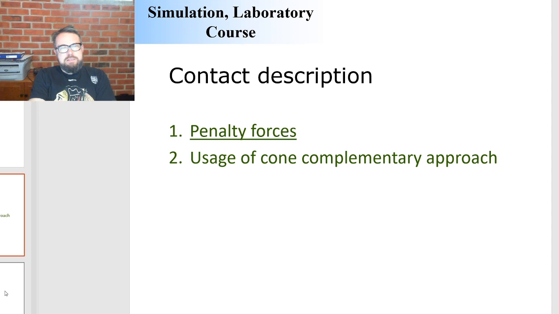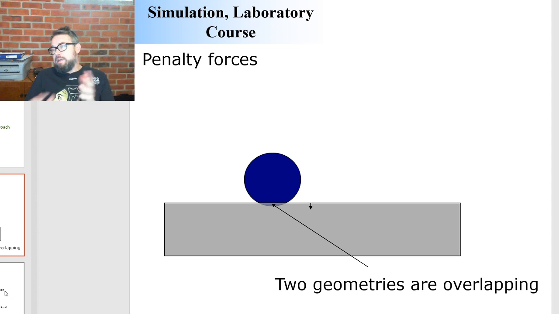Its alternative is the one called the cone complementarity approach, which is a completely different concept, because it is based on a kind of constraint equation. But the constraint equation will be an unequal constraint, or inequality constraint. We will get back to that after explaining this penalty force method to you.